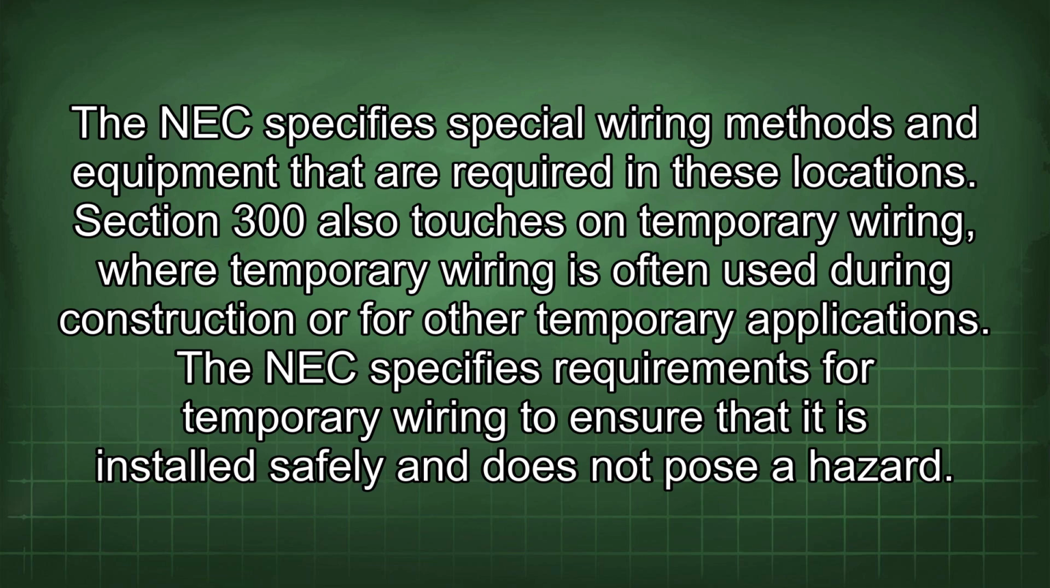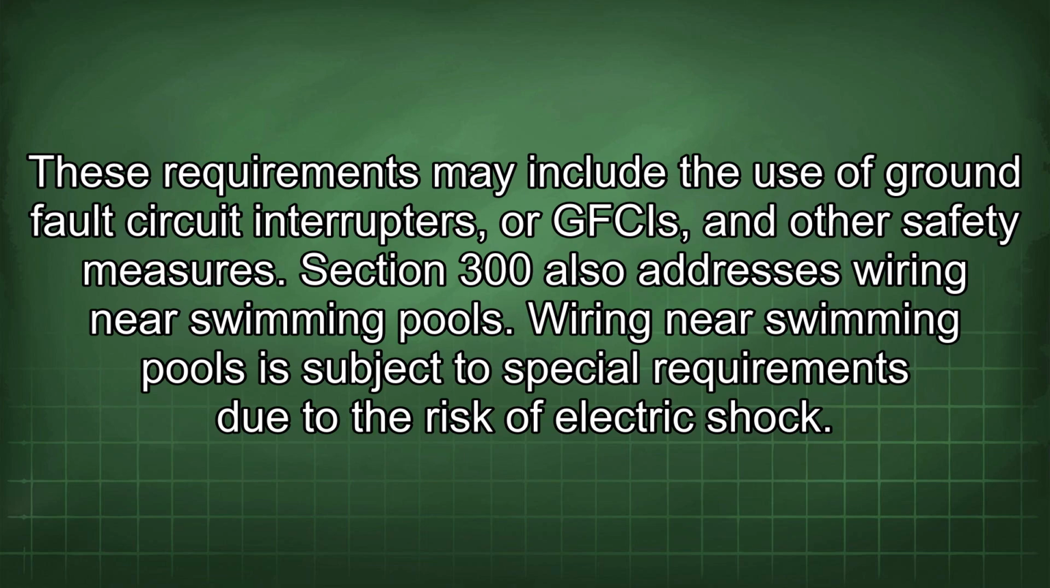Section 300 also touches on temporary wiring, where temporary wiring is often used during construction or for other temporary applications. The NEC specifies requirements for temporary wiring to ensure that it is installed safely and does not pose a hazard. These requirements may include the use of ground fault circuit interrupters, or GFCIs, and other safety measures.